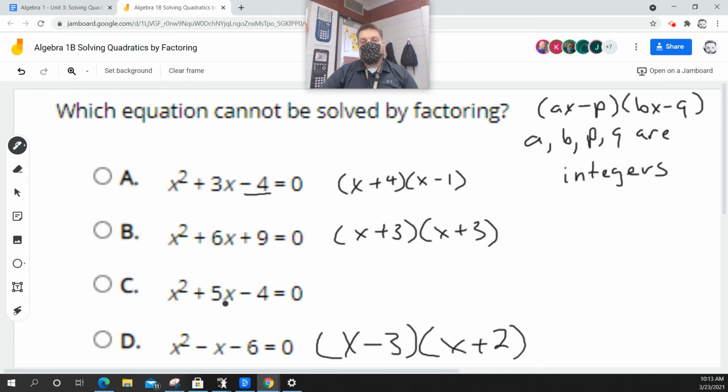This one's a challenge, right? There's no way I can multiply two numbers to get a -4 and have a +5. I can't do it. Not with integers. Well, you might think, well, 1 times 4 is 4, 1 plus 4 is 5. Well, it would work if this is a plus sign. But when it's negative, that means either the 1 or the 4 has to be negative, and then that won't add up to 5 at all.